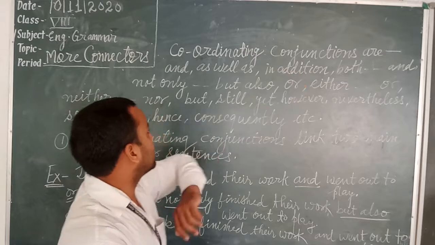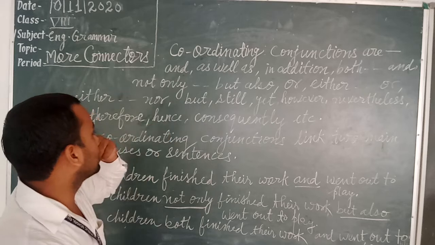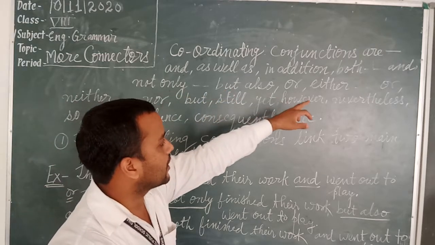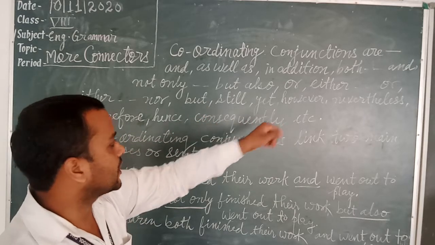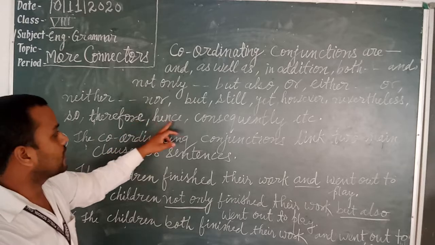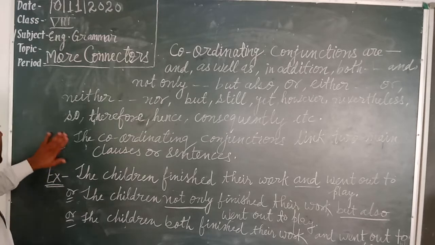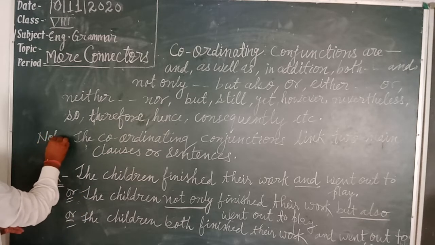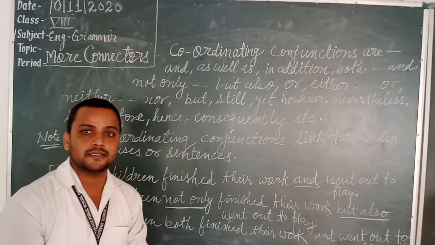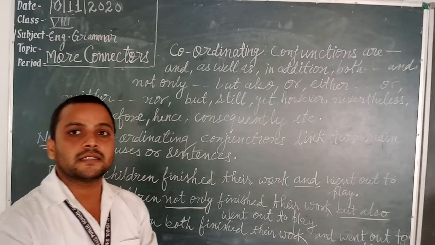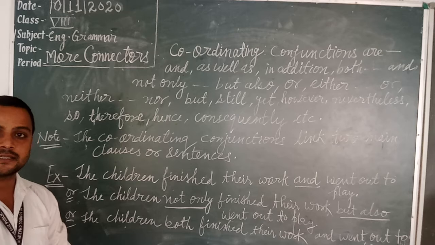Coordinating conjunctions are and, as well as, in addition, both and, not only but also, or, either or, neither nor, but, still, yet, however, nevertheless, so, therefore, hence, consequently, etc. Okay? Students, the coordinating conjunctions link two main clauses or sentences. It is the nature of coordinating conjunctions that they link two main clauses or sentences.